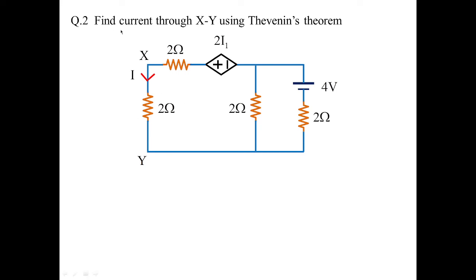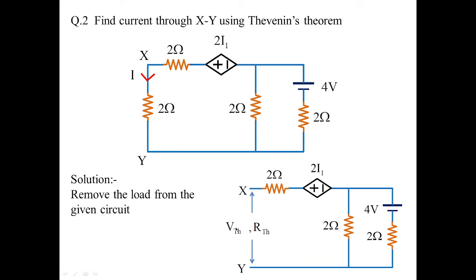Okay, so we need to find out the current through xy. We need to find out the current through the 2 ohms. So we are going to apply standard Thevenin's theorem. For that, we are going to remove the load and find out V Thevenin and R Thevenin. Same method. And what kind of source is this? This is a current dependent voltage source. It can also be called a current controlled voltage source or current driven voltage source, one and the same. So this is another special case problem.